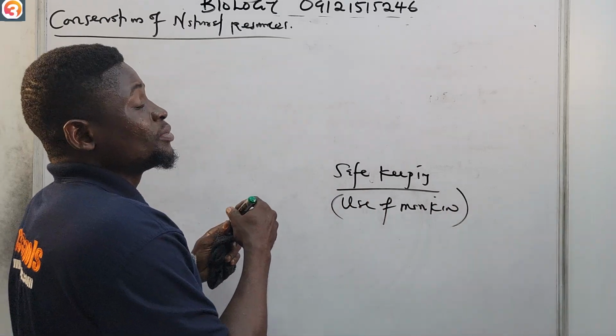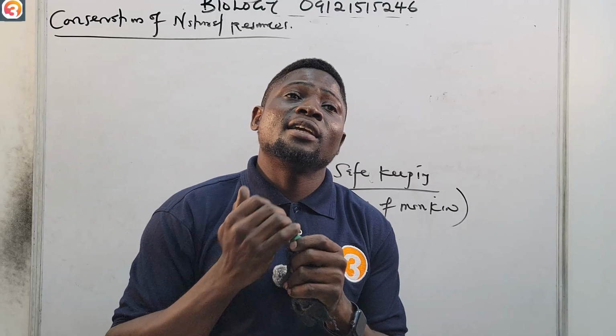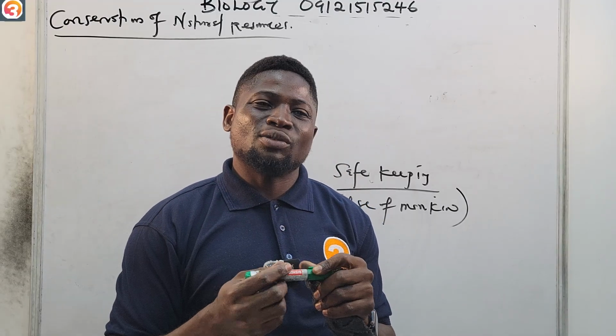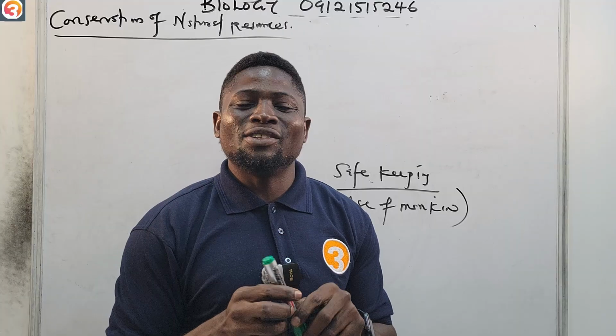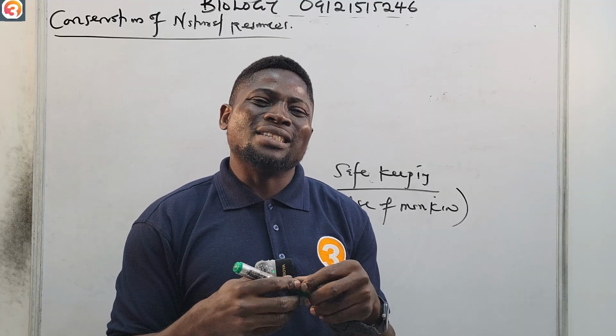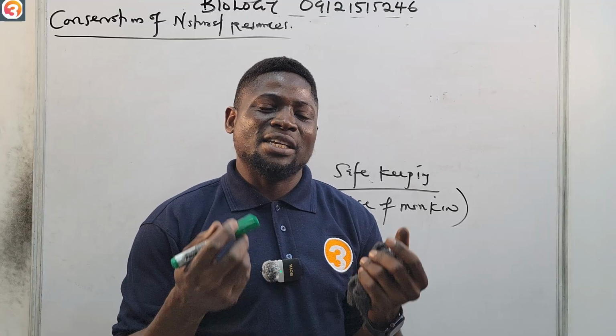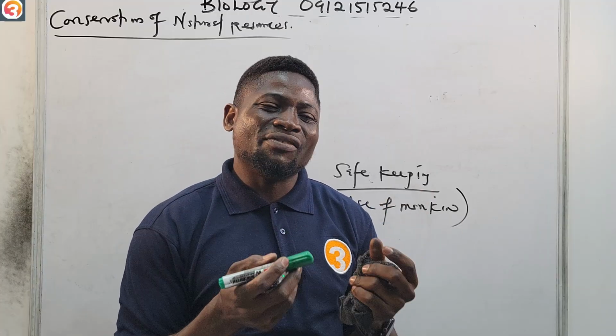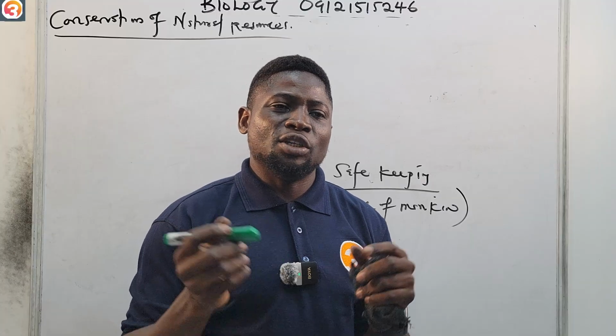Some of you will be pumping water in your house for one hour, two hours, and you refuse to switch it off. That is not conserving your natural water. Water is a natural resource, so you have to conserve it. Wildlife is also a natural resource. So conservation of natural resources entails the safekeeping of natural resources for the use of mankind.